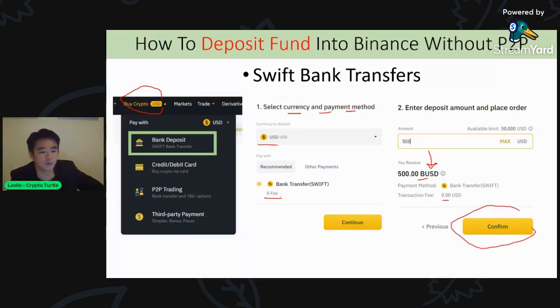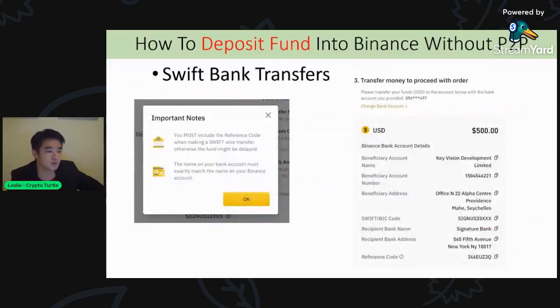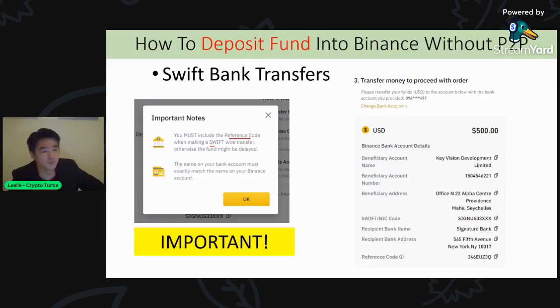So once you click confirm, what happens next is you will see this important note. This is really, really important. You must include the reference code when making a Swift wire transfer. So what is the reference code? The reference code is right here. Do not copy this reference code, because yours will probably be different from mine. This is just an example.